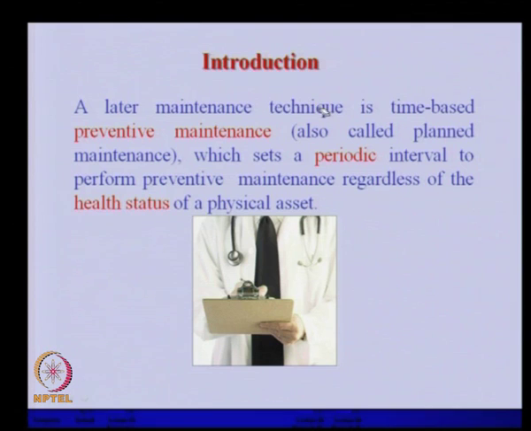A later maintenance technique is time based preventive maintenance, also called planned maintenance, which sets a periodic interval to perform preventive maintenance regardless of the health or status of the physical asset. So, whether the machine is fine or not, we schedule the maintenance, stop the machine and do the maintenance. That is called preventive maintenance, but with this we unnecessarily stop the machine even if it is healthy, and so loss of economy will take place because of this.